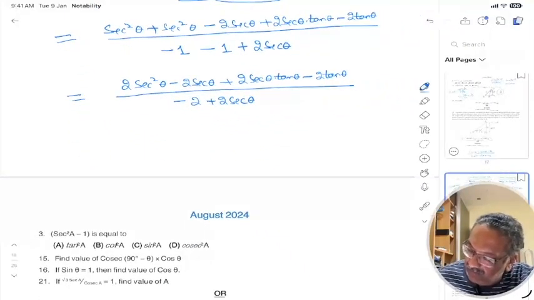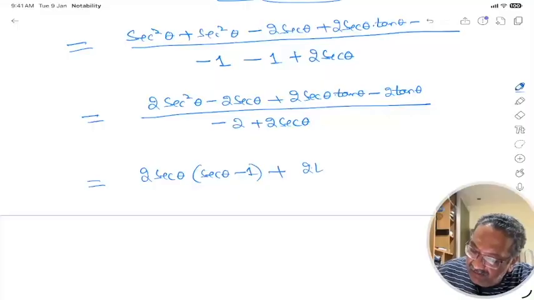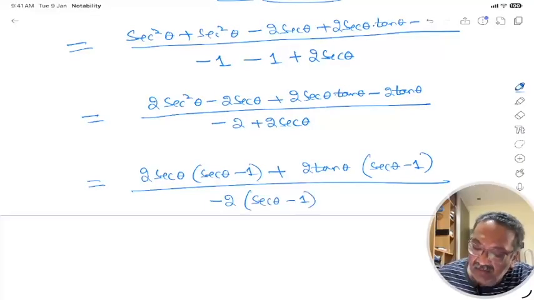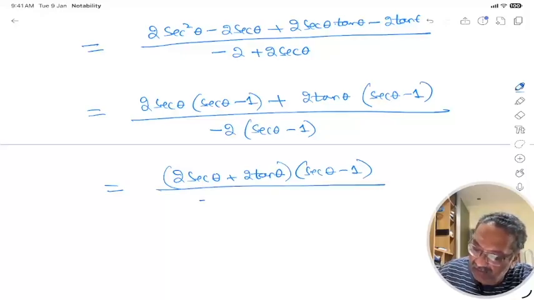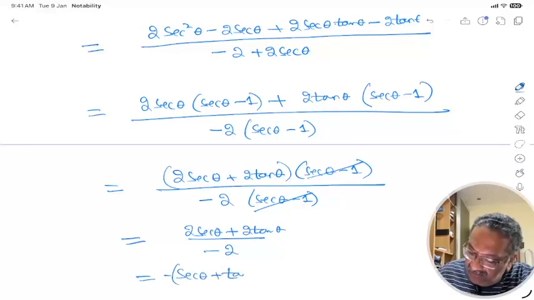Alright, so I have to take something common here. Here I can take 2 secant theta; I get (secant theta minus 1) plus, here I will take 2 tan theta; I get (secant theta minus 1), divided by, I will take minus 2 common, it becomes (secant theta minus 1). Alright, so I have got (2 secant theta plus 2 tan theta) into (secant theta minus 1) divided by minus 2 into (secant theta minus 1). This cancels. I am left with (2 secant theta plus 2 tan theta) by minus 2, which is equal to minus secant theta plus tan theta.